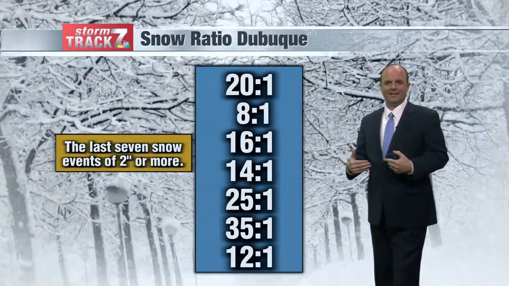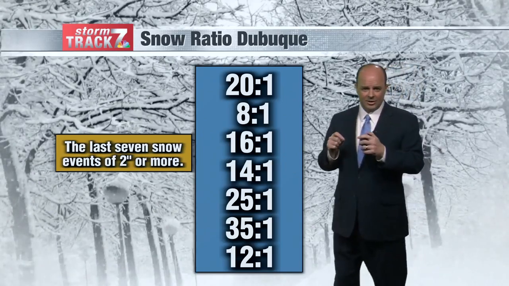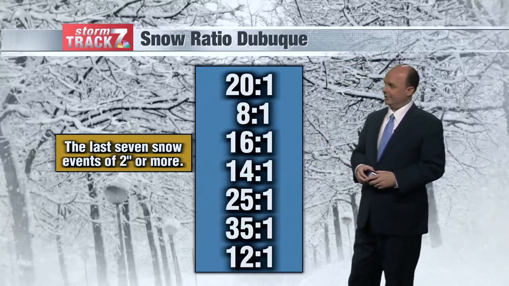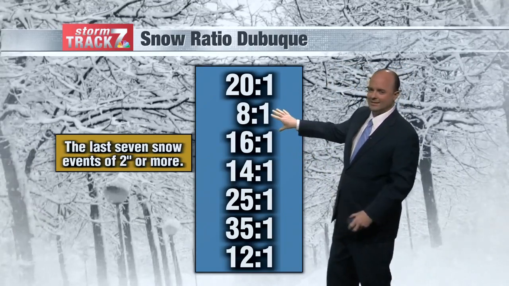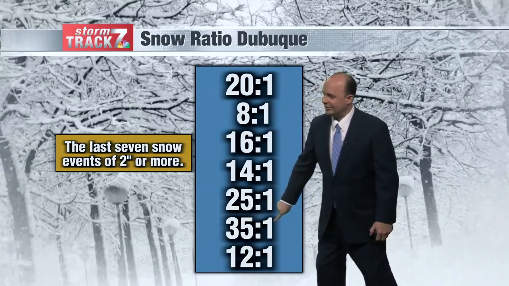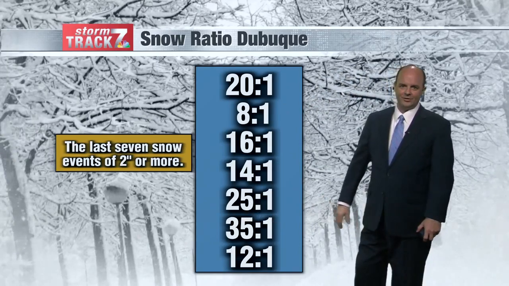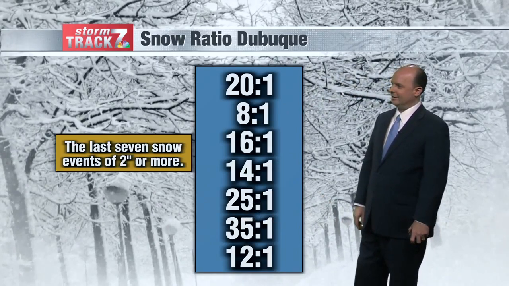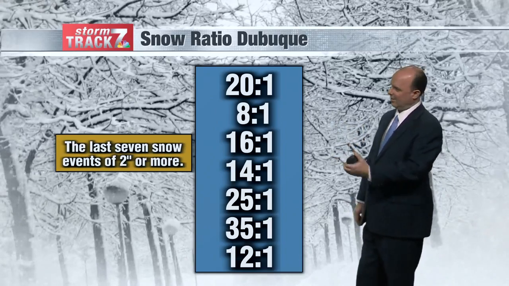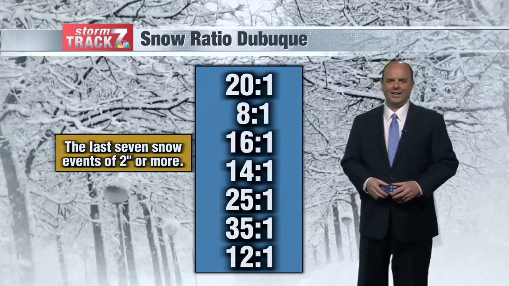We're going to take a look back at the numbers in Dubuque of the last 7 snow events that had 2 inches of snow or more. And you can see there is a wide range, anywhere from 8 to 1, that's a wet, hard snow to shovel, and then you got as high as 35 to 1, very powdery snow, and not very good for snowballs or packing, but a lot easier to blow around, causing more travel problems. So yes, all snowstorms are not the same, as you could see, and that's just one aspect of forecasting the snow.